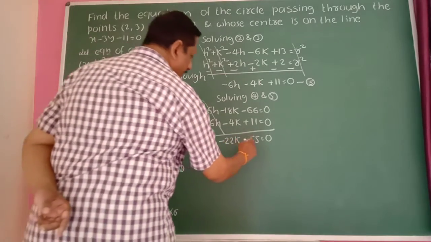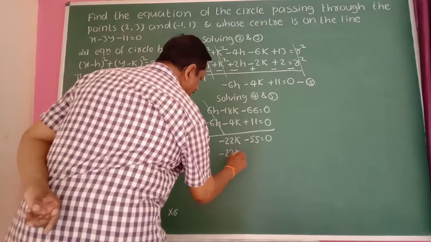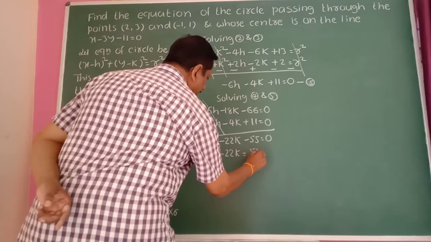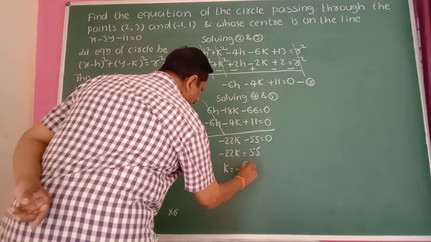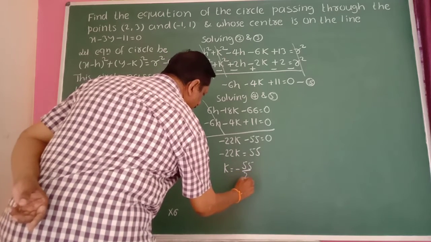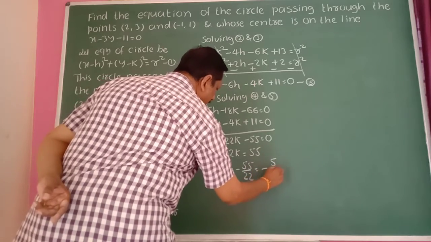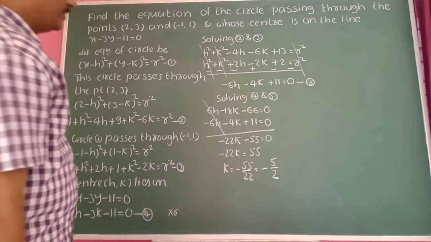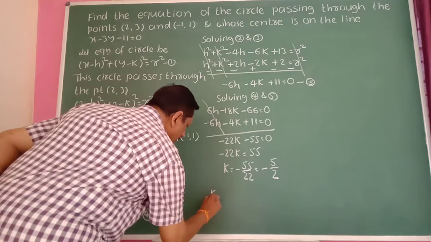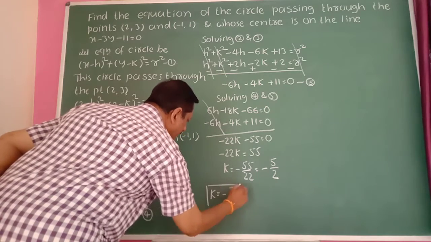Take minus 55 to the right hand side, so 22k is equal to minus 55. Therefore k is equal to minus 55 divided by 22. 11 fives are 55, 11 twos are 22. So k is equal to minus 5 by 2.